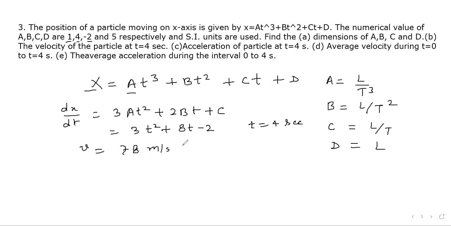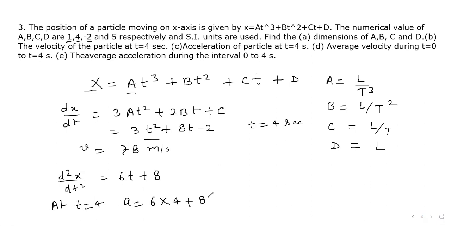Now, to get acceleration, we have to differentiate it again, d2x by dt2. So this equation, this is 6t plus 8. Again, we put t equal to 4. So at t equal to 4, we will get acceleration as 6 into 4 plus 8, that is 32 meter per second square.